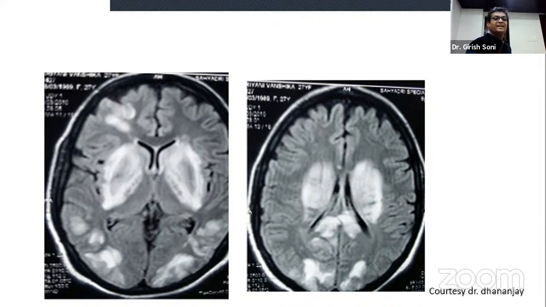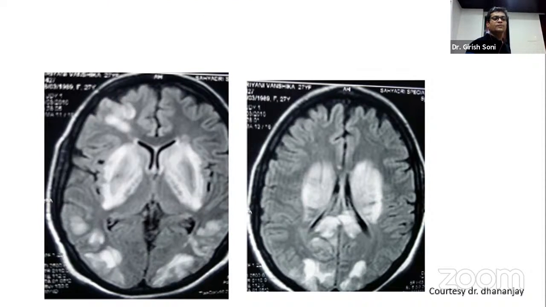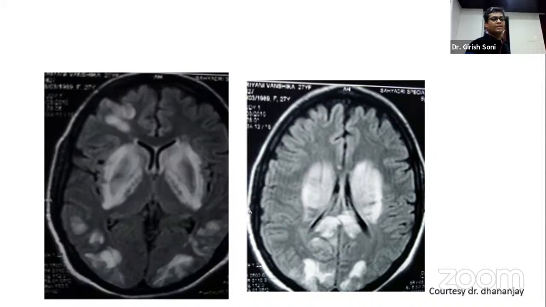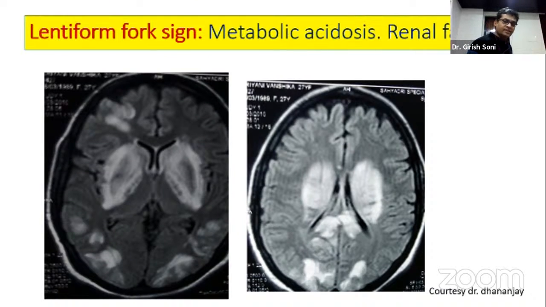Known case of chronic kidney disease, patient presented with history of altered sensorium, and this is characteristic MRI of uremic encephalopathy. And this is called the lentiform fork sign because of metabolic acidosis, which is commonly seen in renal failure patients.